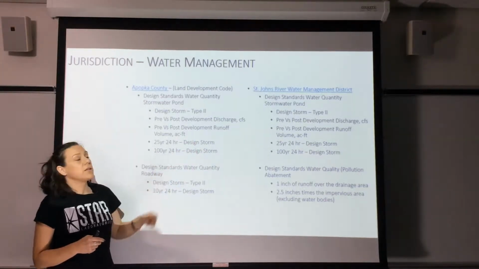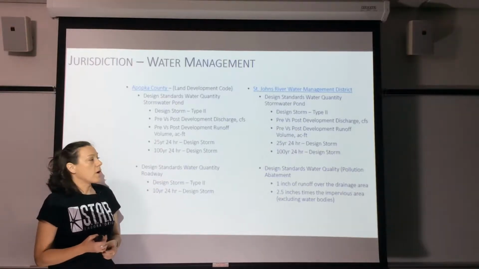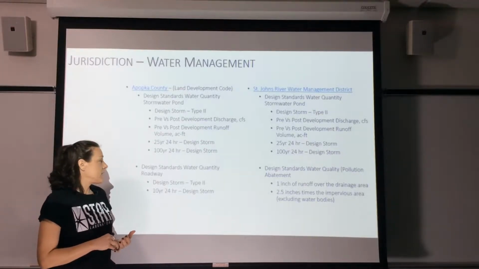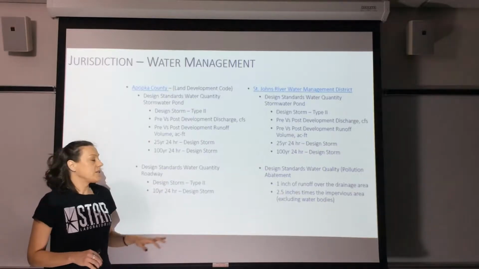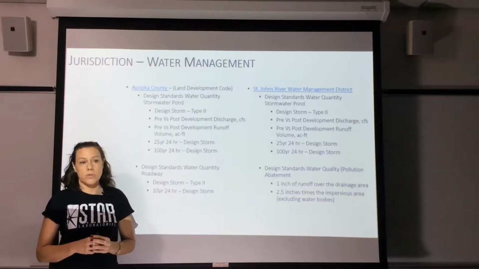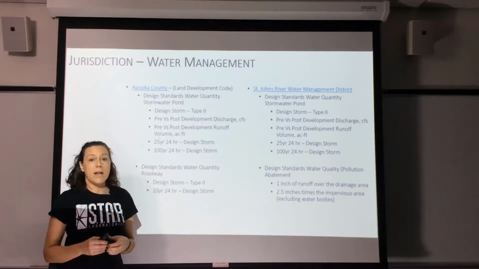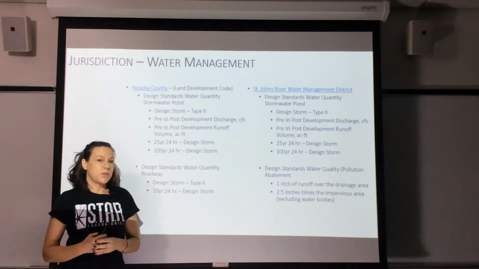The storm events that we're going to be looking at are the 25-year, 24-hour and the 100-year, 24-hour. That is for storm ponds, for the actual stormwater management facility. For roadways and the storm pipes, we're going to be talking about a 10-year, 24-hour storm event. This is for Apopka, and I got that from the Land Development Code, and I'm going to have you go to their website to download that code, but I'll show it to you in a second.